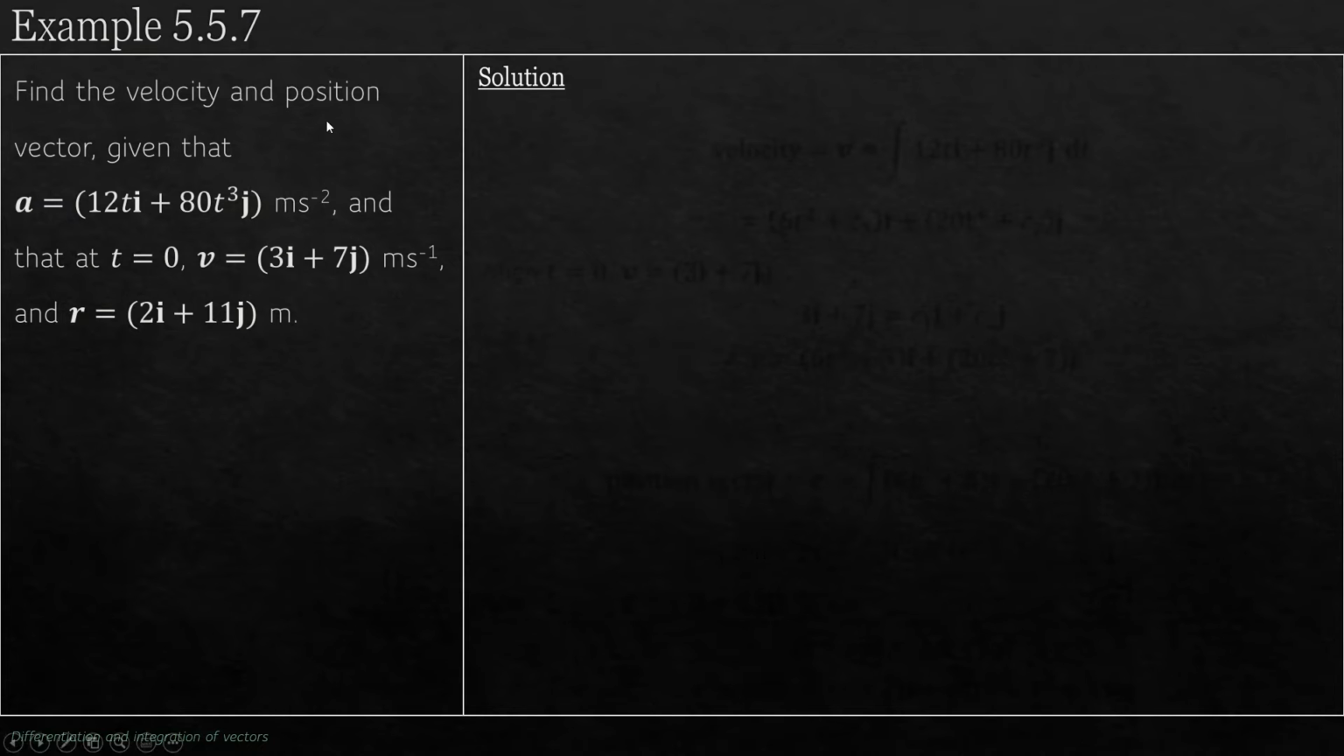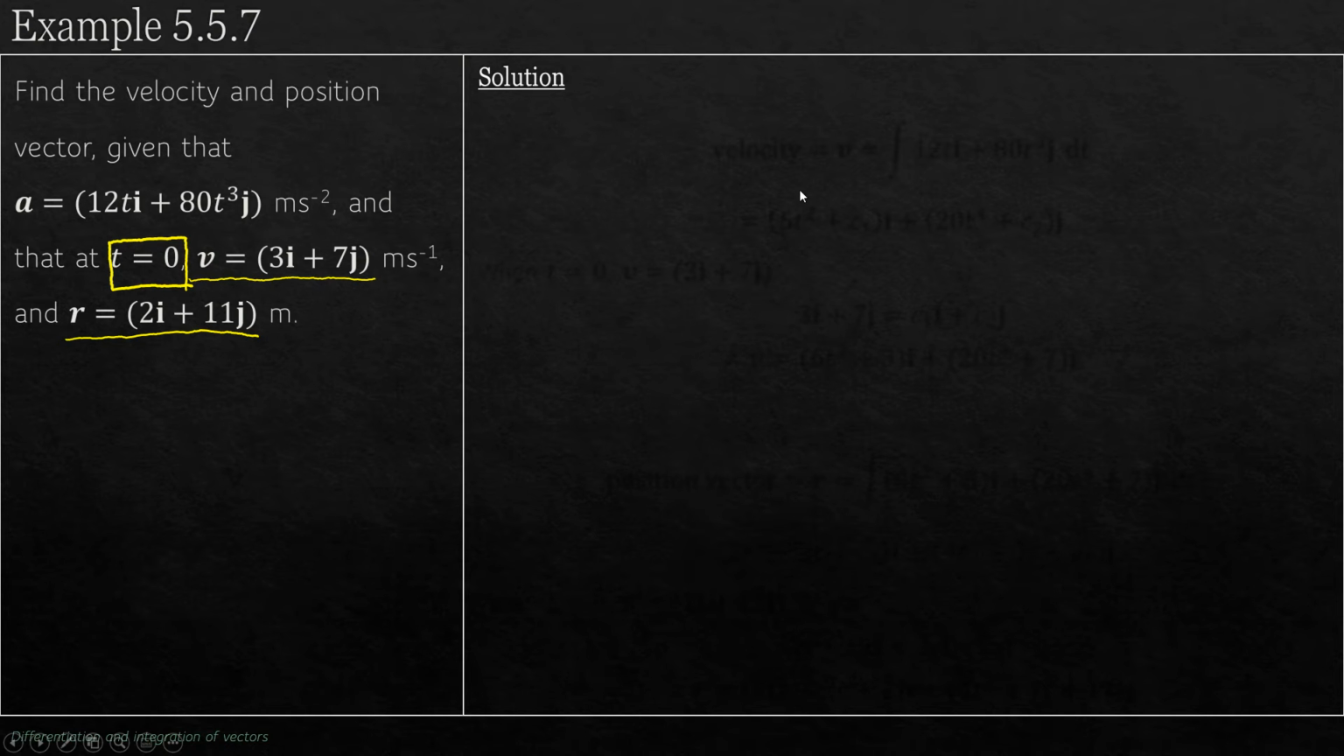Find the velocity and the position vector given that a is 12ti plus 80t cubed j, that's the acceleration, and that when t is 0, the velocity is 3i plus 7j, and also when t is 0, the position vector is 2i plus 11j. So both these two conditions here are from when t is 0. So find the velocity and find the position vector given the acceleration.